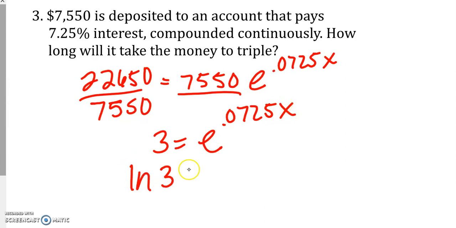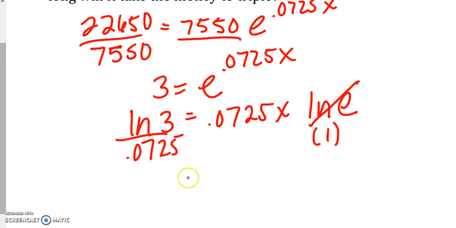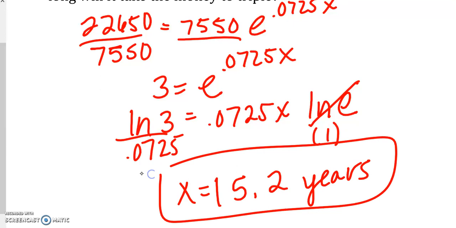And since we're using E, you are going to natural log both sides. So x equals the natural log of E. And then you will know that the natural log of E is 1. That's what we already know. So you simply divide by 0.0725. My final answer is x equals the natural log of 3. You just put that in a calculator. Make sure you close the parenthesis, divided by 0.0725. 15.2 years. Okay. So that's our 2 types of problems.